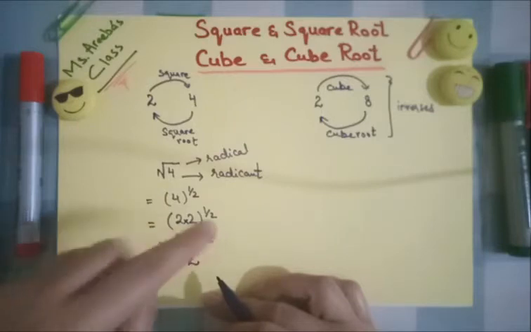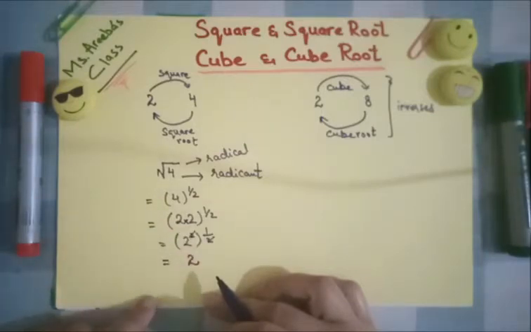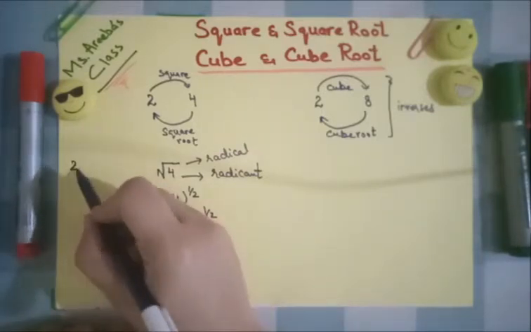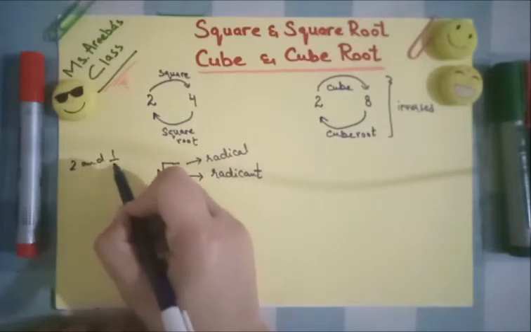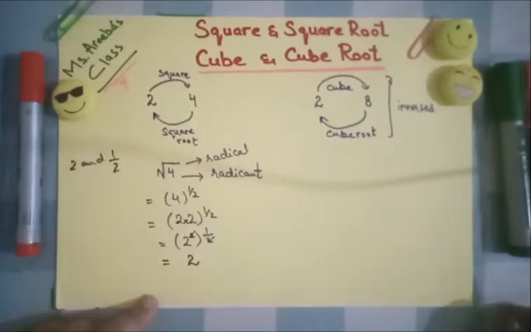That's why the square can be cancelled by 1 by 2, as 2 and 1 by 2 are multiplicative inverses of each other. When we multiply these both, it will give you the answer 1. So this is what you have to do.